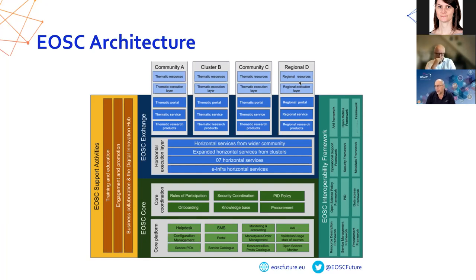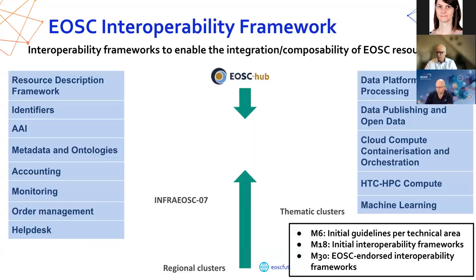And to the right, in the green or teal, you see what I think, and I hinted to that before already, what I think is the most important part of what we're doing, and that is the interoperability framework. That is the set of agreements on protocols, metadata, ontologies, AAI, persistent identifiers, etc., that allows a researcher from one community to find, use, make available again resources from other communities. And ideally, as we progress in the project, also combine resources and services from multiple communities.